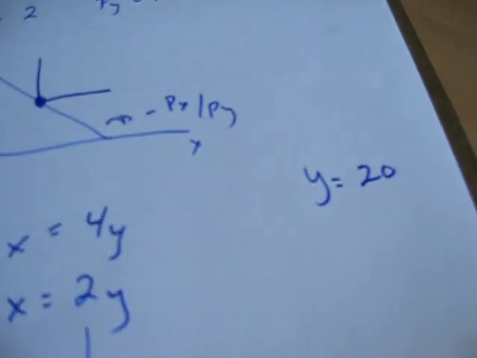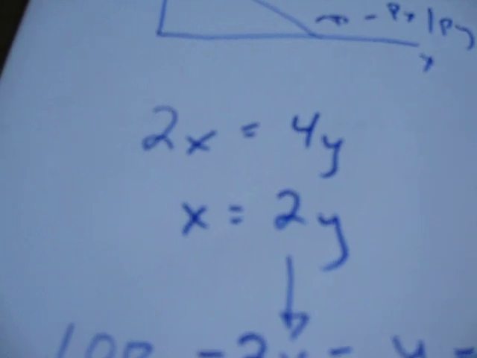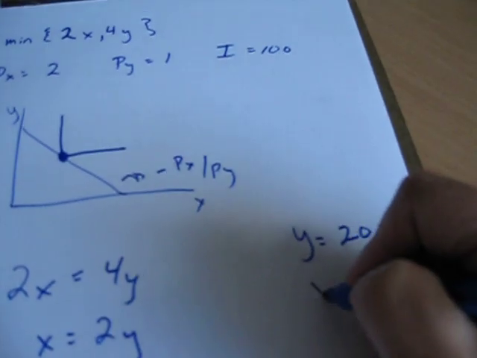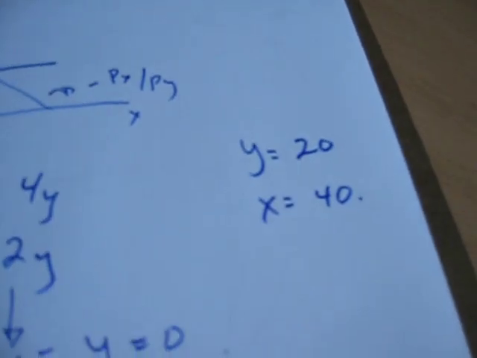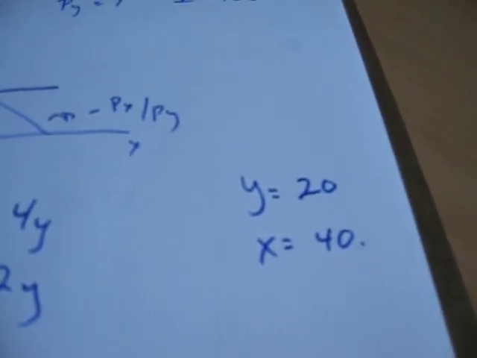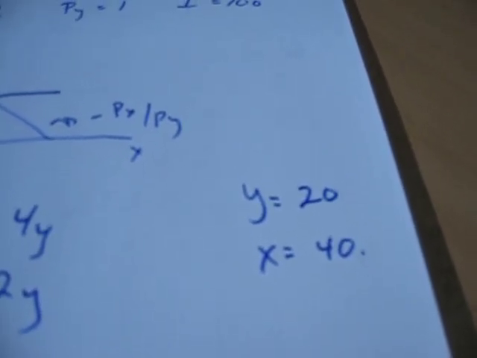is 20. How much x are we going to consume? x is equal to twice that. x is equal to 40. So that is going to be the optimal mix of x and y.